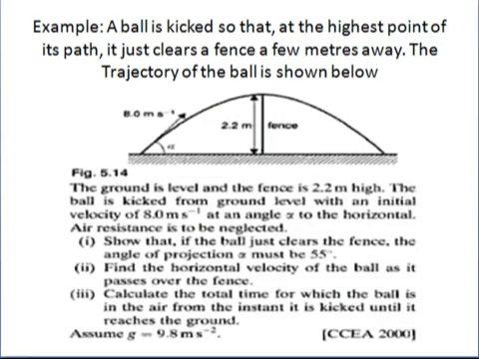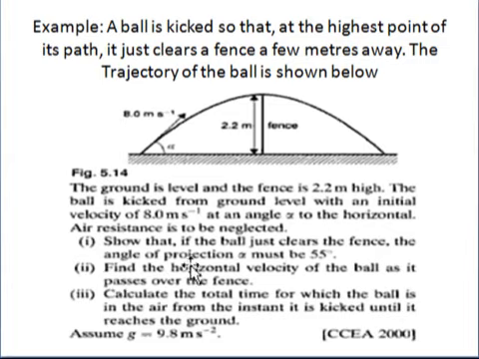Let's just look at a quick example. A ball is kicked so that at the highest point of its path it just clears a fence a few meters away. The trajectory of the ball is shown below. The ground is level and the fence is 2.2 meters high. The ball is kicked from ground level with an initial velocity of 8 meters per second at an angle alpha to the horizontal. The air resistance is to be neglected. Part 1. Show that if the ball just clears the fence, the angle of projection alpha must be 55 degrees.